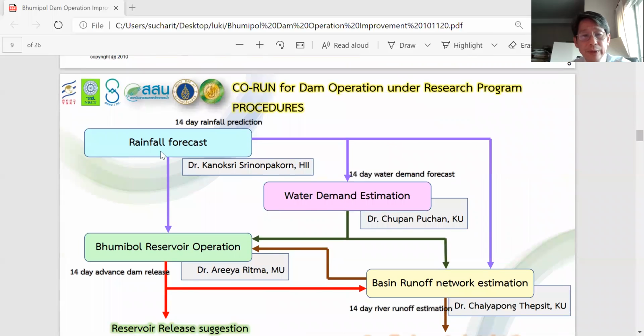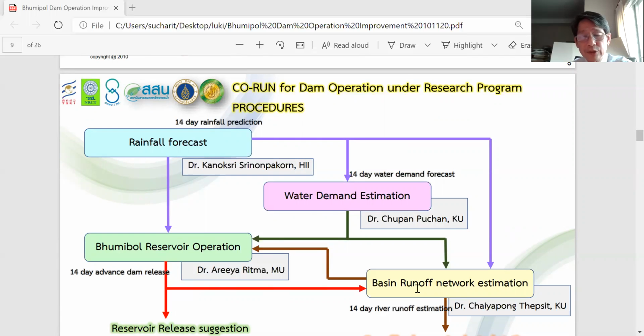So the system is like this. We have the rainfall forecast. From the rainfall forecast, this links to the dam operation, which can estimate the runoff to the dam. The rainfall also estimates the water demand, especially for irrigation. And this also links to the basin runoff network so that it can estimate the runoff. The data of demand and the data of runoff go to the dam operation again with the inflow. So the dam will operate with better data to match the demand. We have a 14-day advance dam release, and this gives a suggestion to the authority on what they should release. After release, we also link to the runoff again.